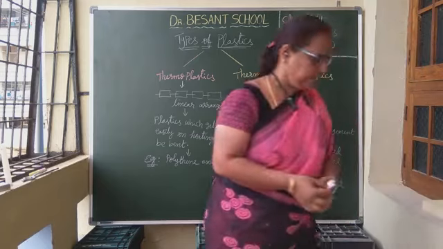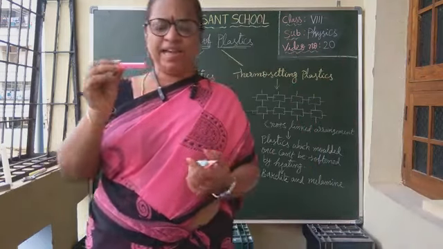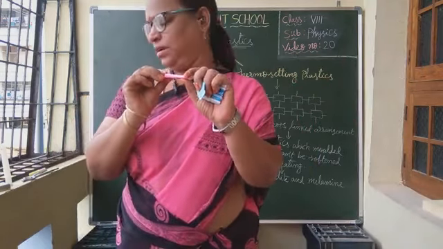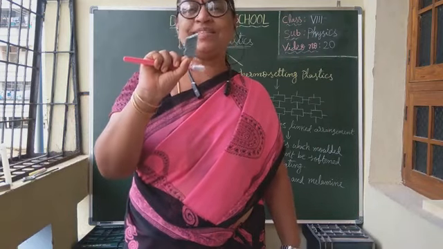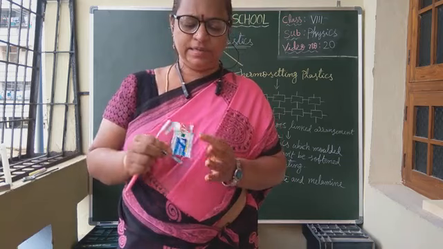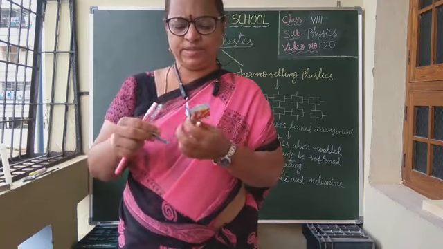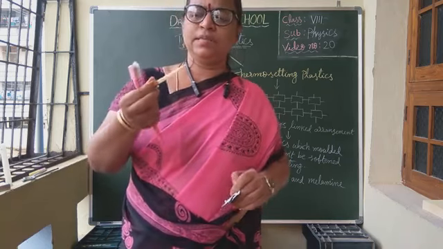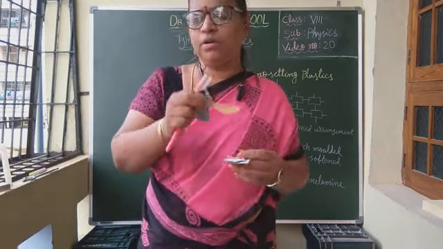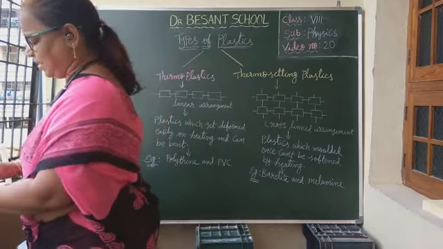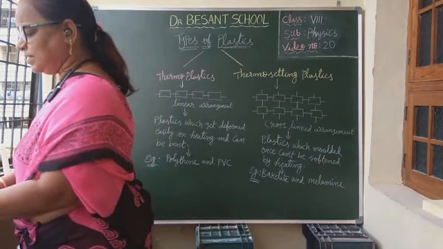Okay, see, toothbrush handle. Is it plastic or not? Yes. This is a piece of a plastic bucket, and some plastic of toothpaste, and this is the cap of a box.